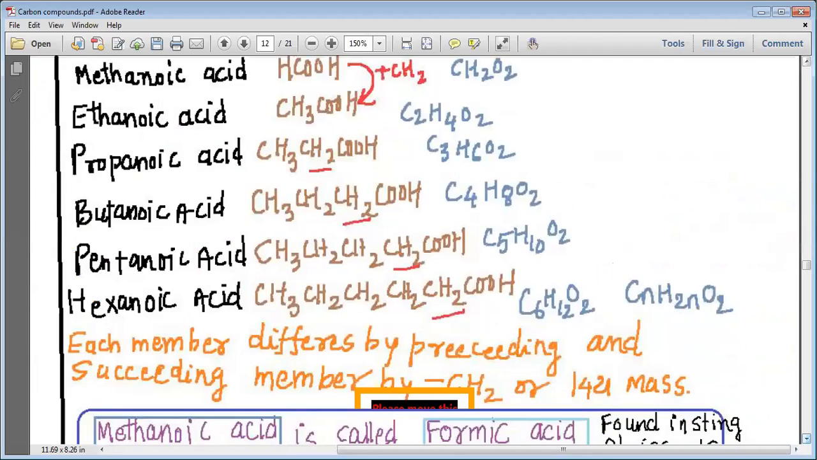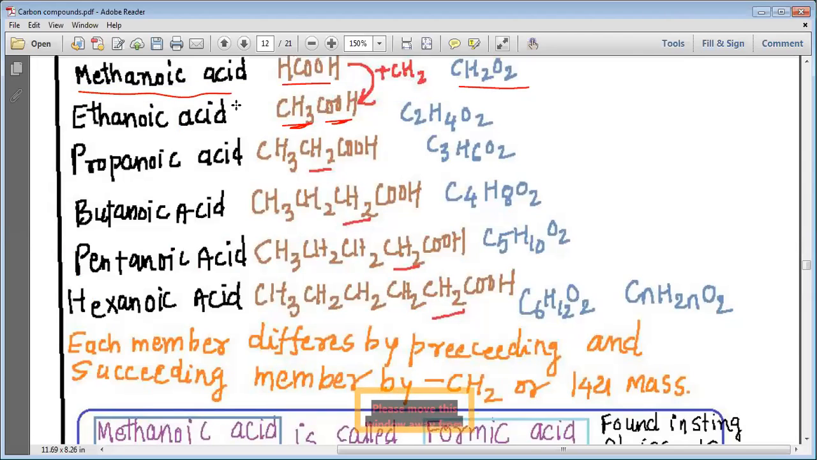Now you can see on your screen, my dear students, all the members of the homologous series of the carboxylic acid. The first member is methanoic acid, which is HCOOH, which can also be written as CH2O2. Now, if you add CH2 to this, CH2 plus this H becomes CH3, and then we have COOH.